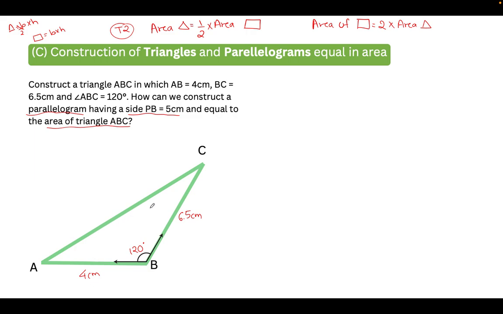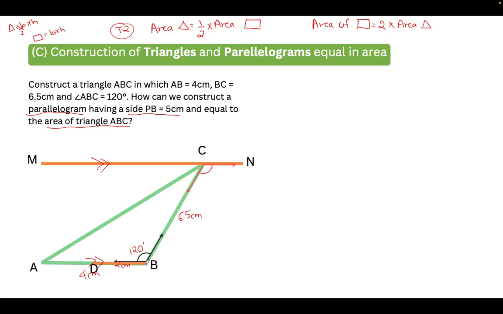So first of all we will need to construct an angle here so that we can construct a parallel line. AB and MN are parallel lines. Fine. Now what we will do is construct a base of the parallelogram that is half the length of AB, that is 2 cm. So DB is equal to 2 cm. Okay. Now we have PB equal to 5 cm. So somewhere here there will be P. So PB needs to be 5 cm.